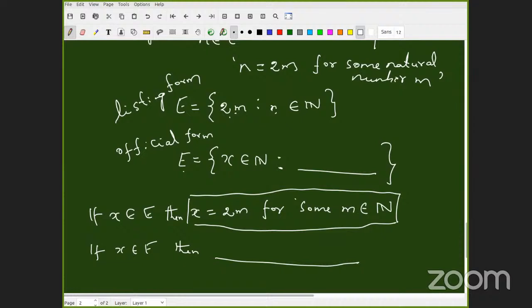If x belongs to E, then there exists some m that belongs to natural numbers. Don't say "some", say "there exists". There exists m belongs to natural numbers with what property? x is equal to 2m. Very good.